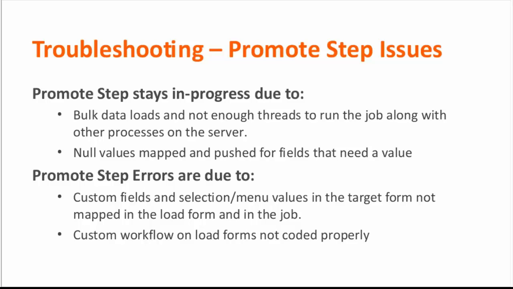So why does the promote step always stay in progress? The main reason we saw was that you have a bulk load and you don't have enough threads to run the jobs. That's why I showed in the configuration step earlier how you configure for bulk loads. We also see null values mapped and pushed to fields which need a value. So if you have custom mappings, make sure you have data for them. Even if it's an out-of-the-box field that requires a value and you pass it null, you may run into those kinds of issues.